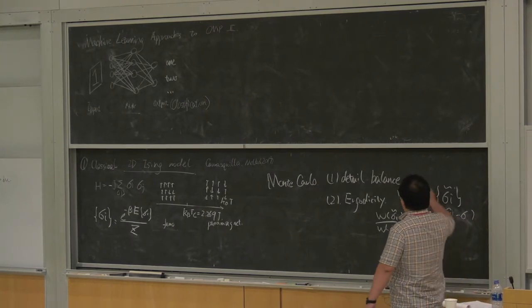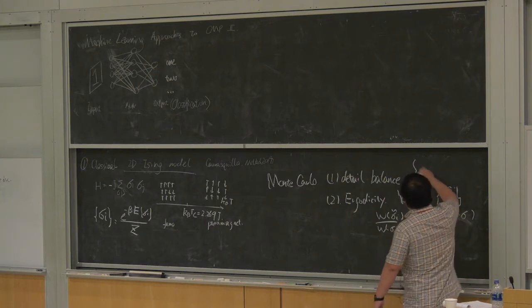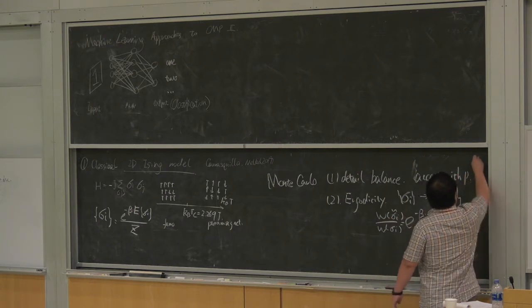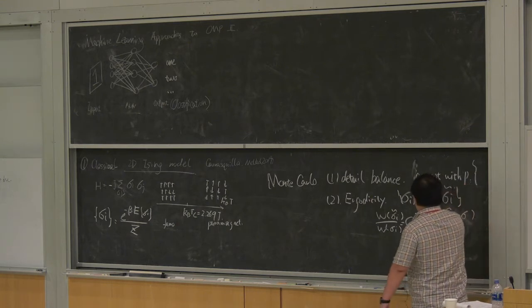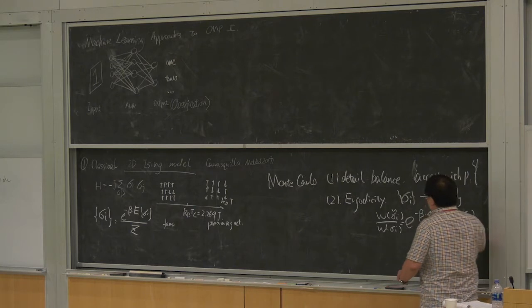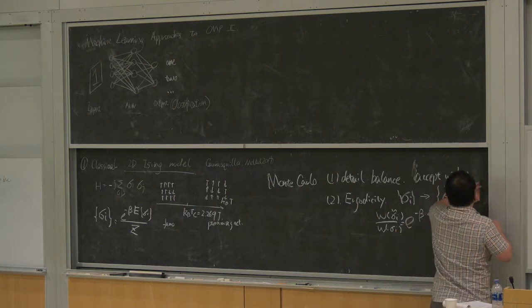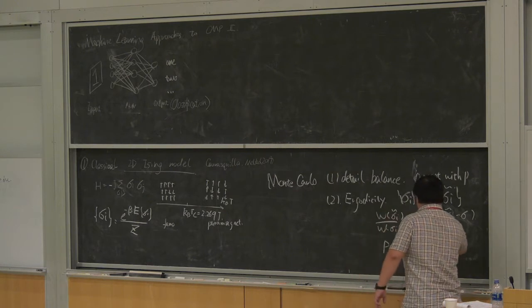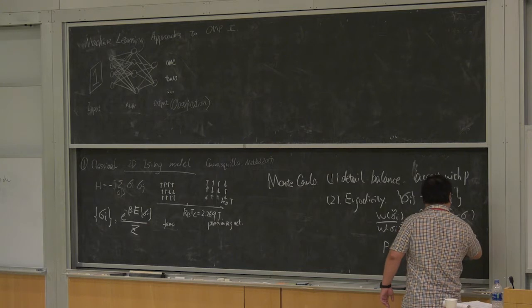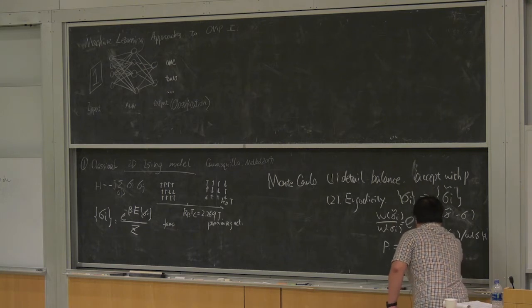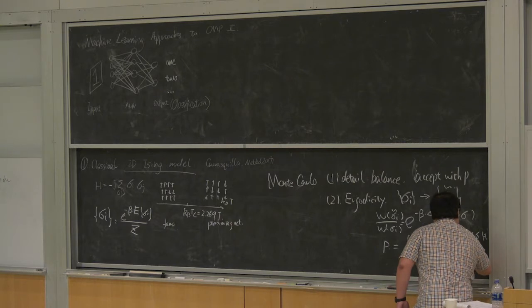And now if we propose this update, we accept this update with probability 1 if this ratio is larger than 1, and otherwise we take this ratio as the update probability.